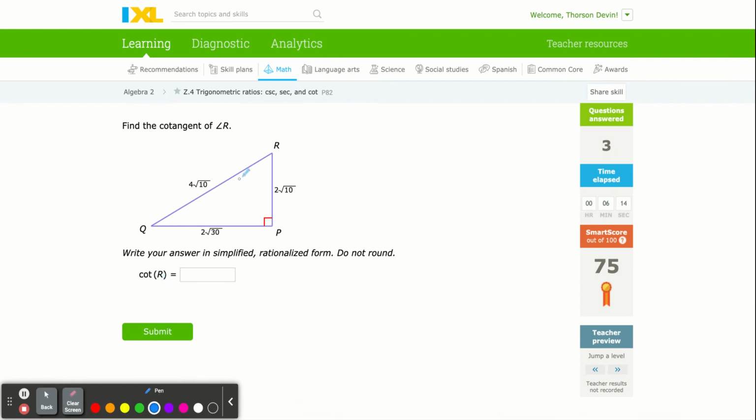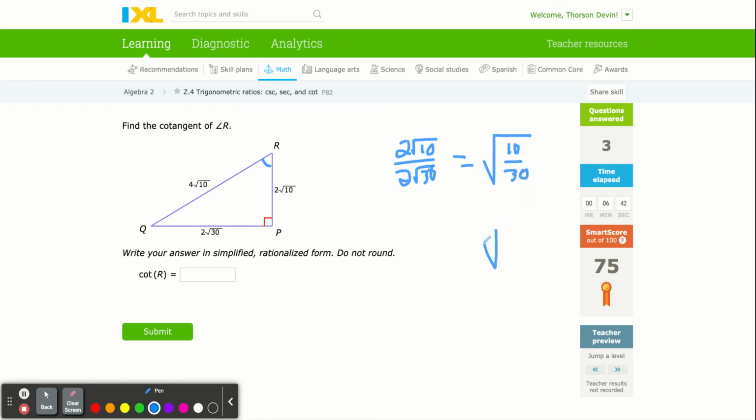Again, R is the angle we're looking at. We're looking for the cotangent, which is the reciprocal of the tangent. So opposite over adjacent will be adjacent over opposite. It's 2 square roots of 10 over 2 square roots of 30. The 2's cancel, leaving the square root of 10 over 30, because both of those are square rooted.